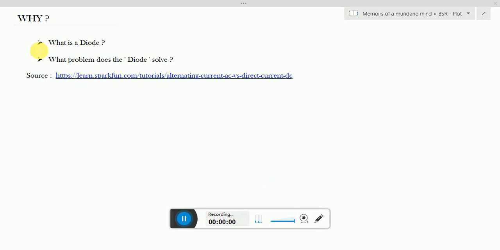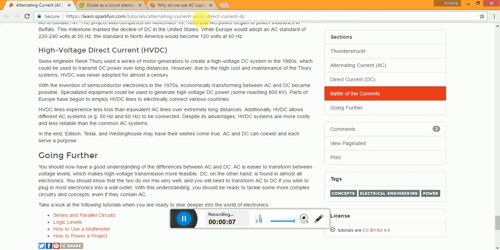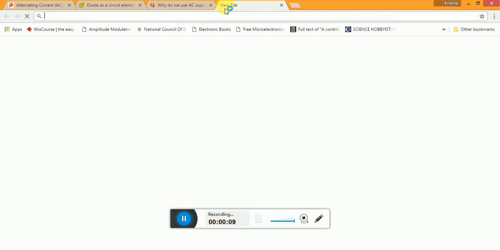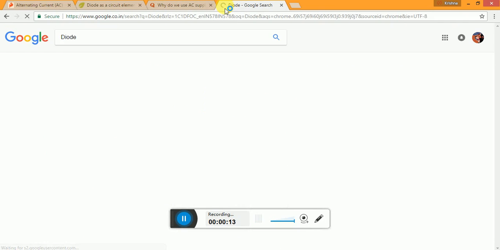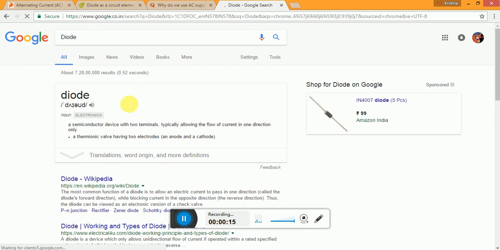So first we begin by asking the question: why, and what is a diode? So that's what we want to know. I just punched that into Google, and let's see what it comes up with. I typed "diode" and this is what it's telling me. It's a two-terminal semiconductor device that allows current to pass through in one direction.